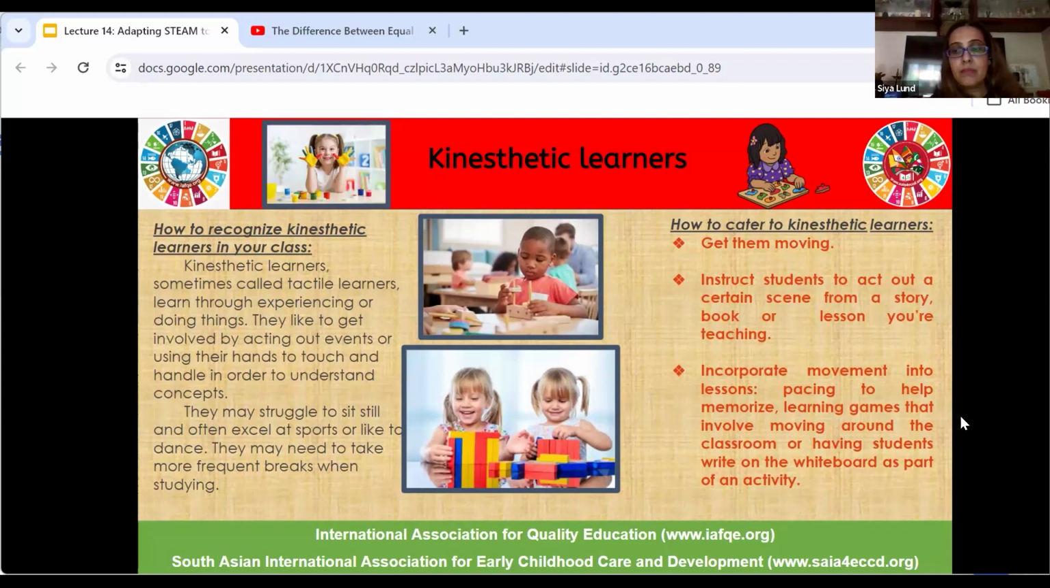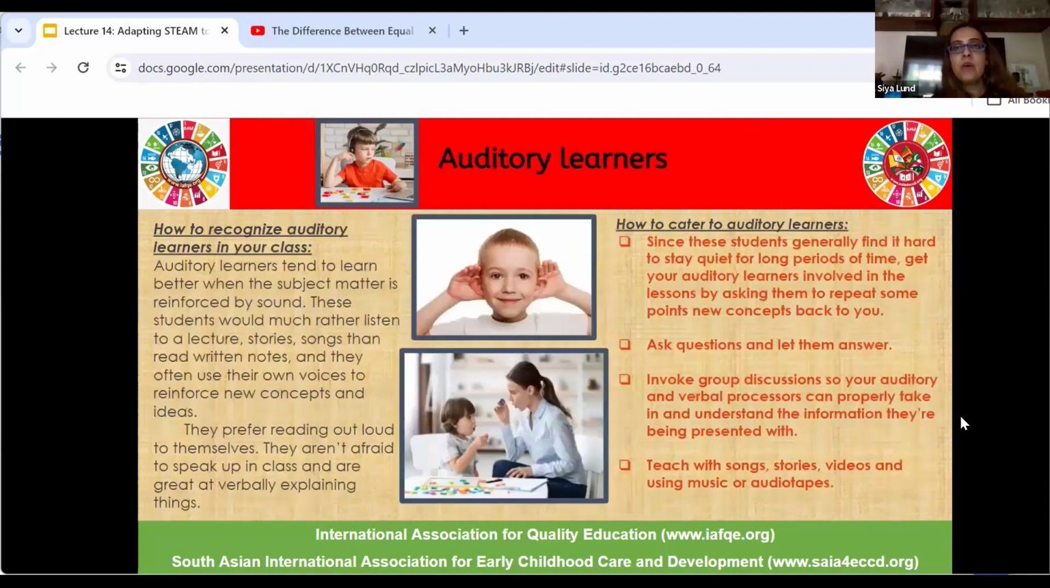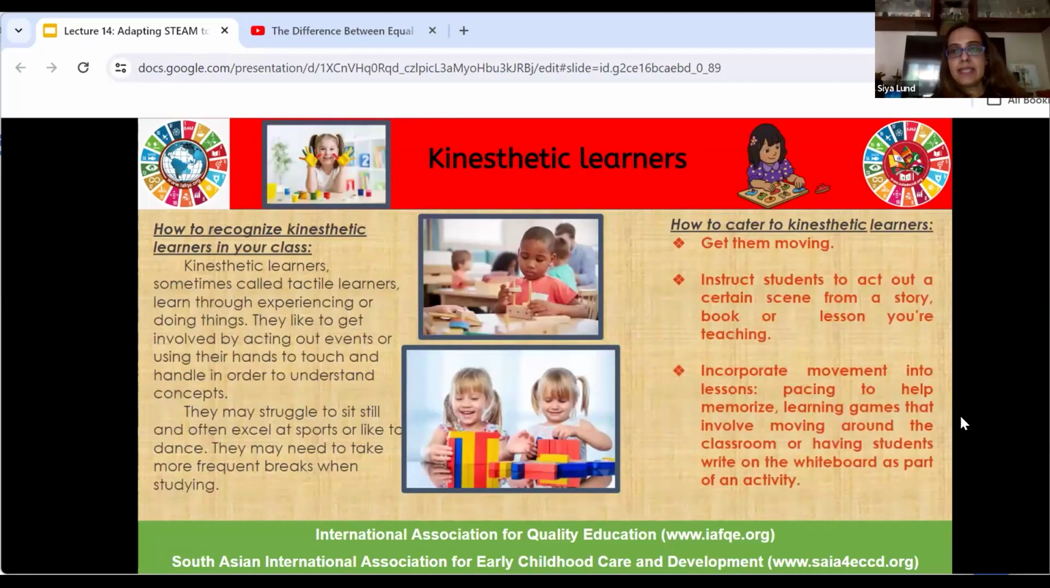So these three kinds of learners. These are the three main styles of learning. Although there are more, they branch out into a few more kinds of learning styles, but we will focus on only these three main learning styles for today: the visual, the auditory, and the kinesthetic learners.